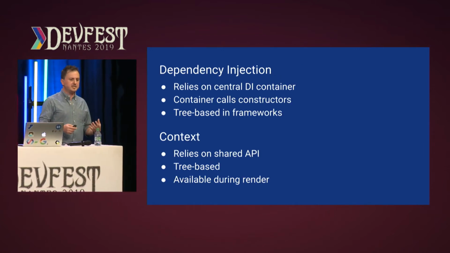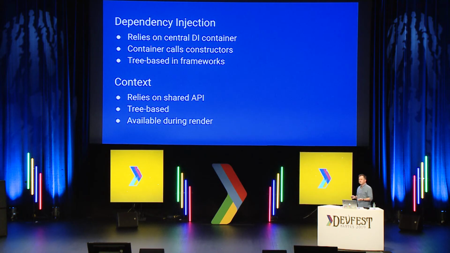And dependency injection has some typical requirements, right? Usually it relies on a central dependency injection container, or what's called an inversion of control container. And the idea here is that you don't construct objects yourself. You just ask for them, and the container actually calls the constructors. And then in frameworks, at least UI frameworks that have this, it's usually a tree-based DI, so you can have different dependencies in different parts of your UI tree. And even frameworks that don't have what they call dependency injection sometimes have something that accomplishes the same goals.